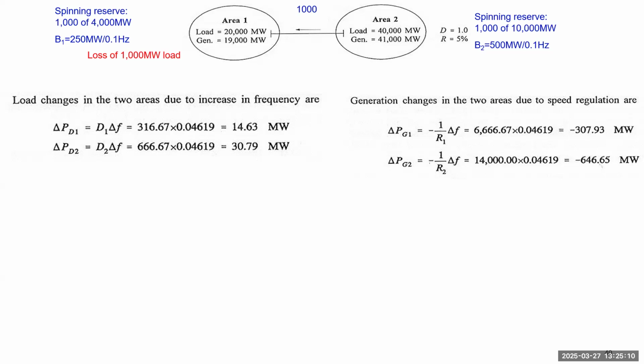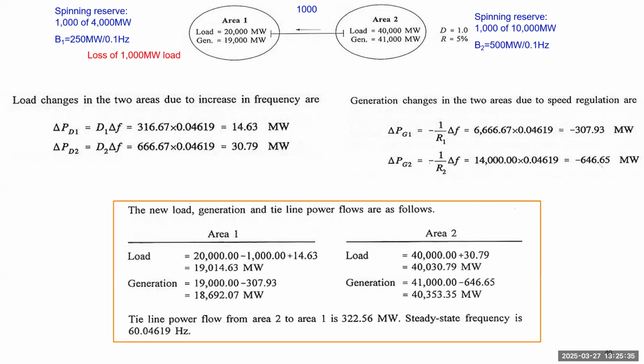Because this is a loss of load, which means if it's loss of load, the frequency will go up, right? If it goes up, then area 1 and area 2 will both have load increase, and the generation needs to decrease. All right. So finally, am I right?